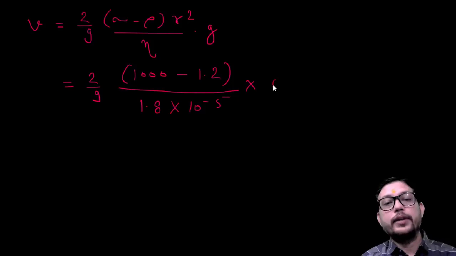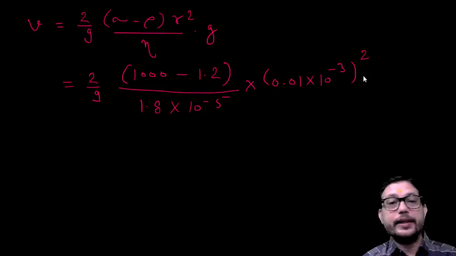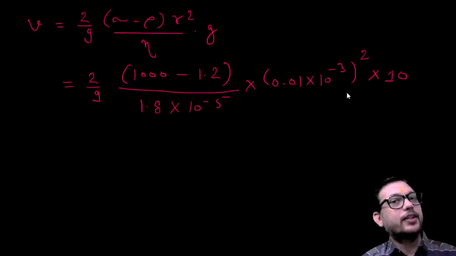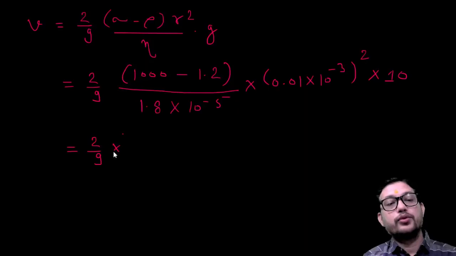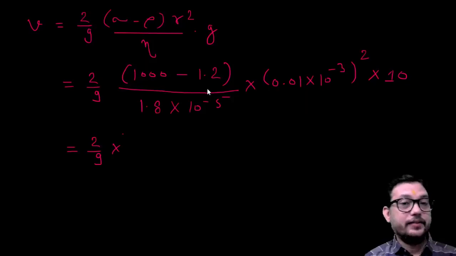So 0.01 into 10 to the power minus 3, and the square of it, because here there is written r square into g. So the value of g is your 10. It is given in the question. So it can be written as 2 over 9 into, now if we divide 1000 minus 1.2, then what will we get?